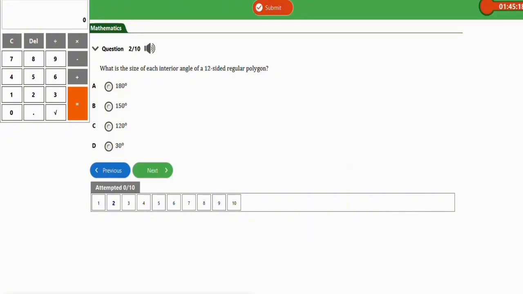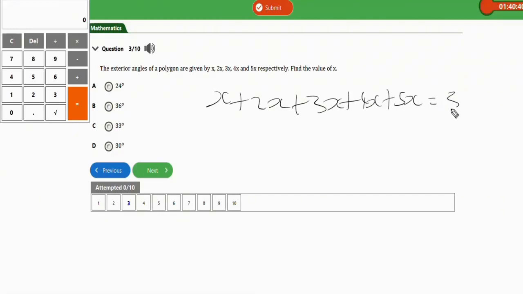So guys, the next repeated question we're going to solve will be this question. It says the exterior angles of a polygon are given by this expression respectively. Find the value of x. Alright guys, now note that the sum of exterior angles of a regular polygon is equal to 360 degrees. So to find the value of x here, we have x plus 2x plus 3x plus 4x plus 5x equals 360 degrees. So when you add everything here, you're going to have 15x equals 360 degrees. Divide both sides by 15.